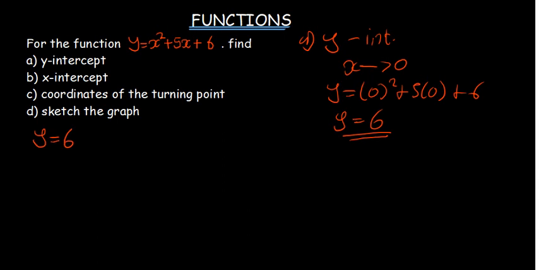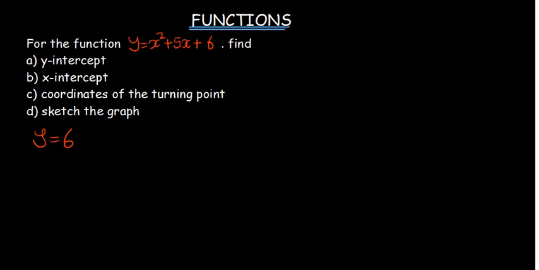The second one is asking us to find the x-intercept. So how do we find it? We can factorize this, or we can use the formula. It's up to us which method we know better, and the one that is going to save us time, depending on whether it's a test, an exam, or otherwise.